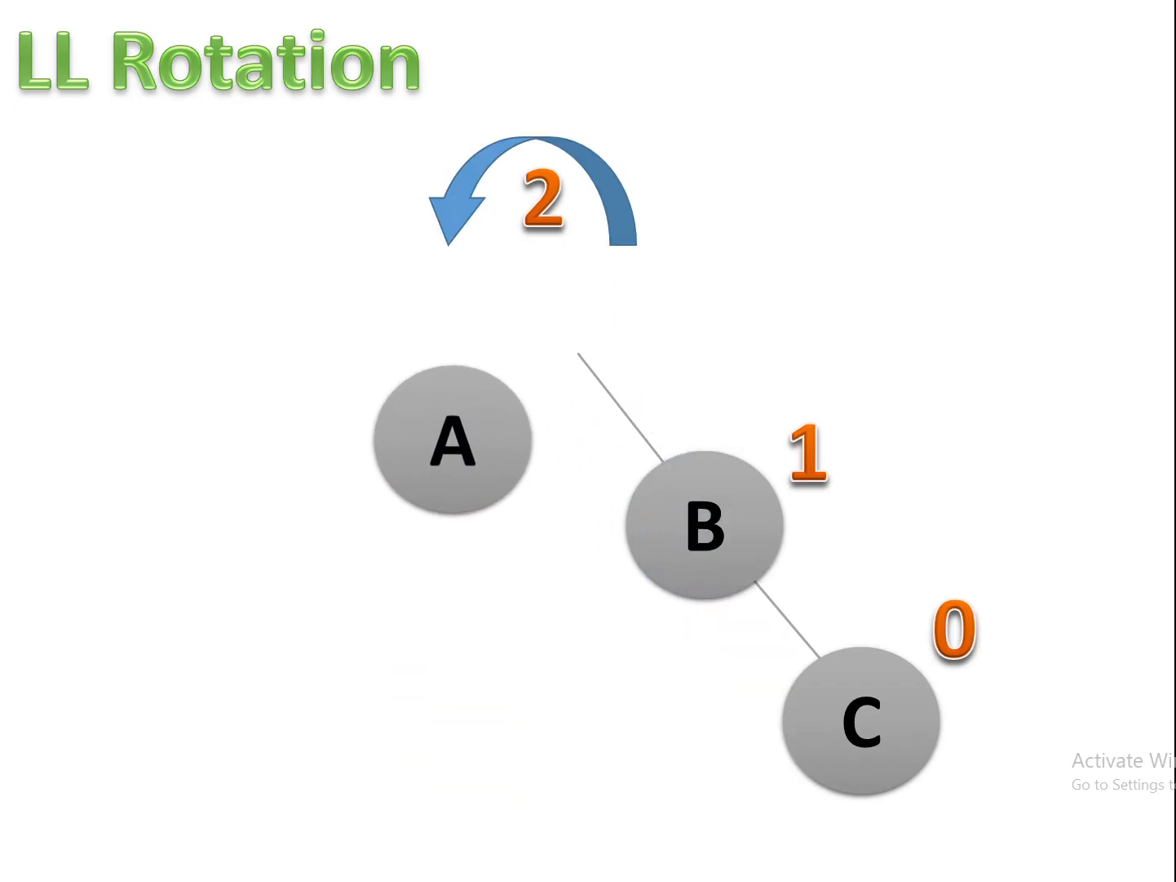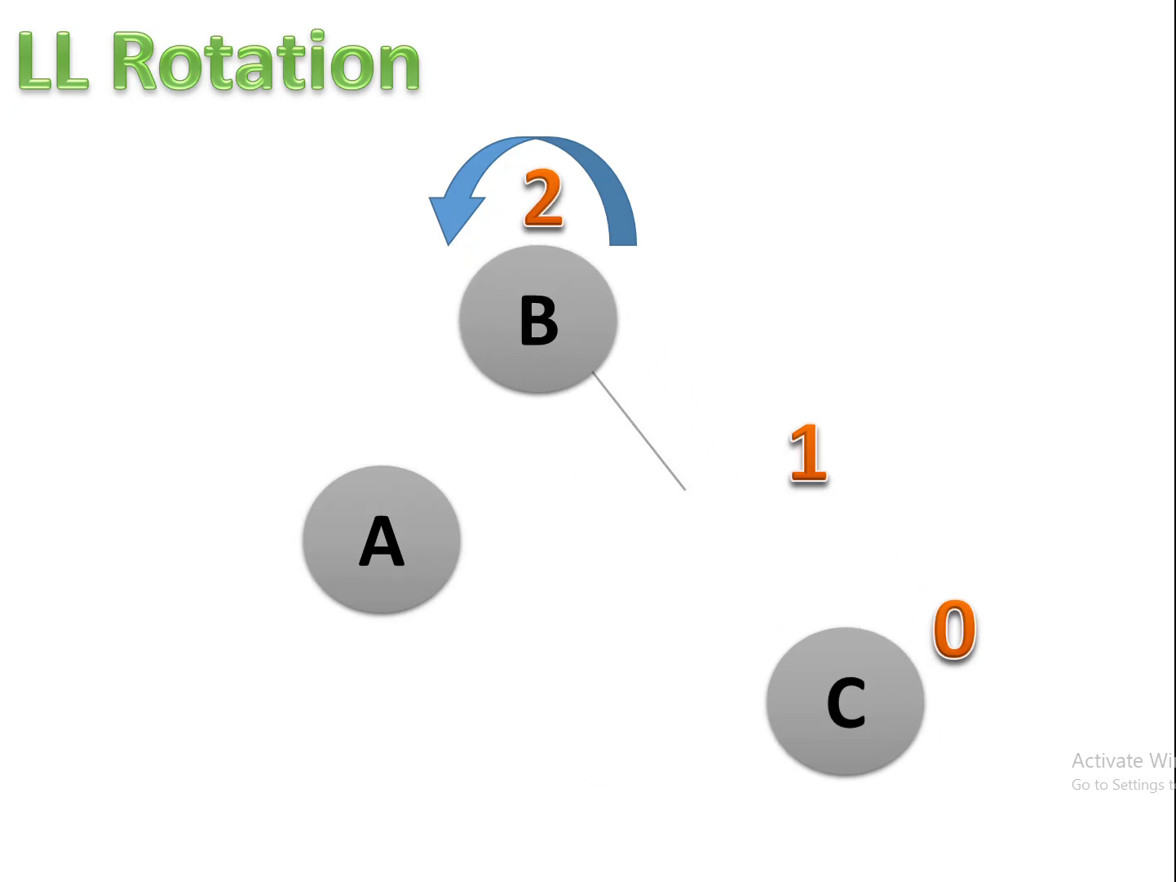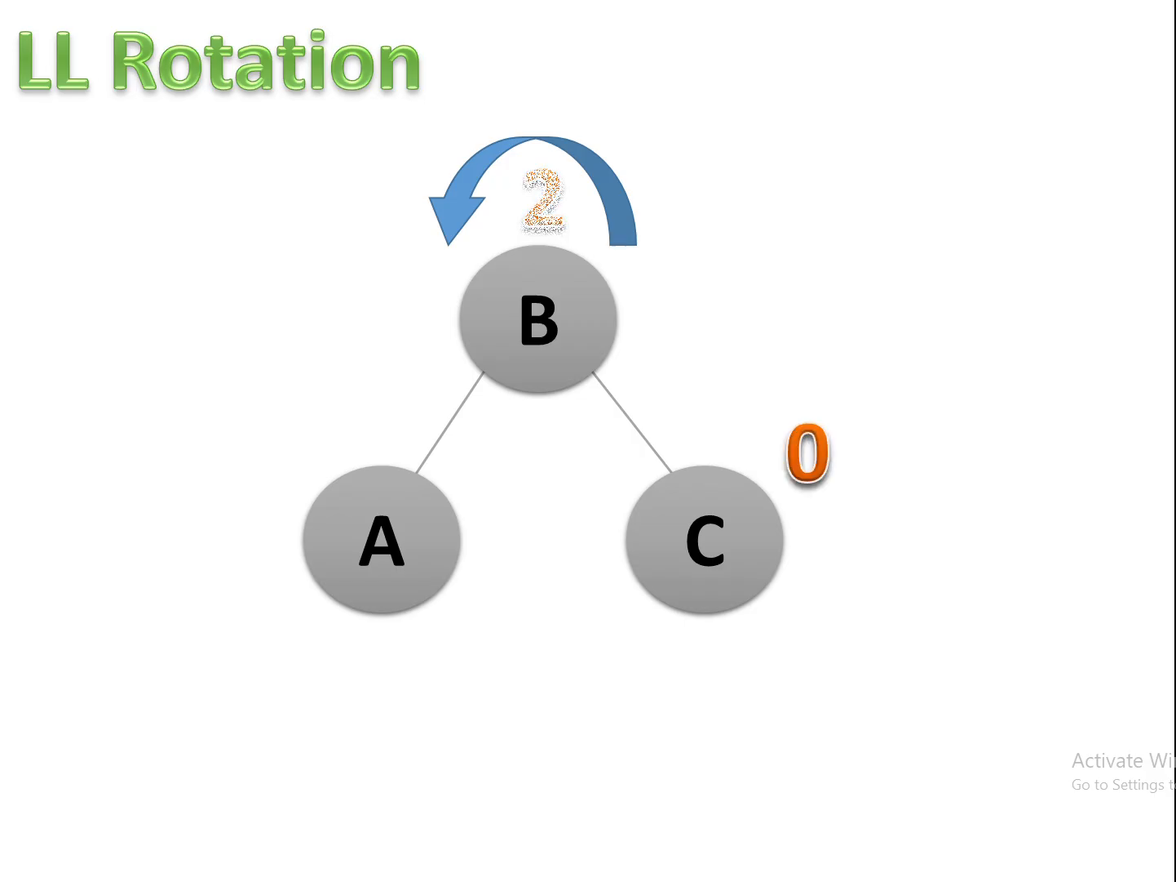So we are applying the rotation; let's see how it works. B will be moved one position to the right, and C one position to the left. Again we calculate the balance factor of each and every node: 0, 0, and 0. This is the working of LL rotation.